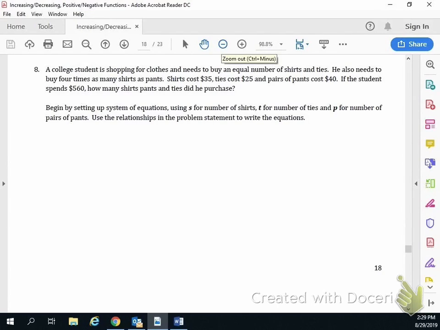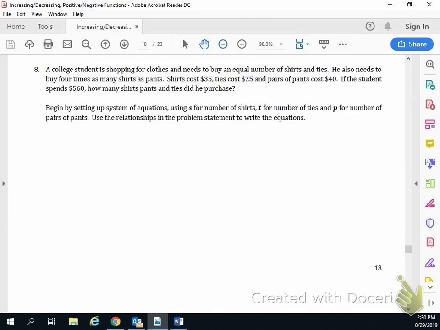Okay, so let's look at this. It says a college student is shopping for clothes and needs to buy an equal number of shirts and ties. He also needs to buy 4 times as many shirts as pants. Shirts cost $35, ties cost $25, a pair of pants costs $40. So hopefully it's obvious already what my variables are going to represent.